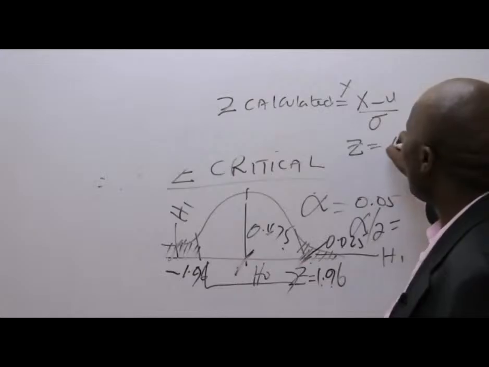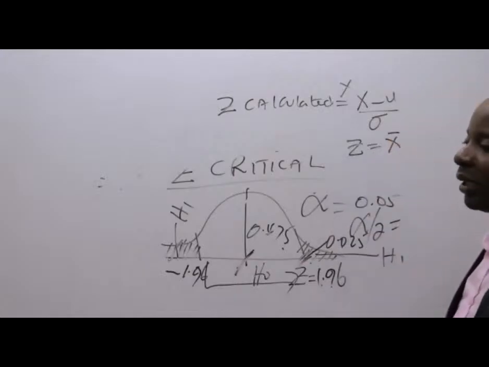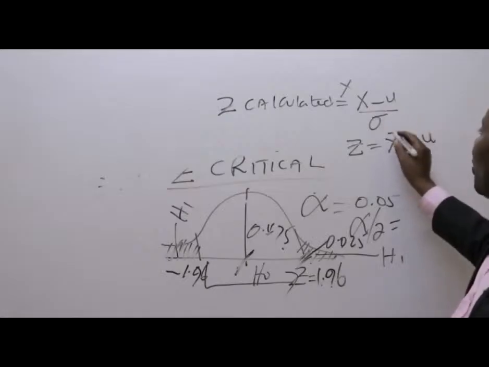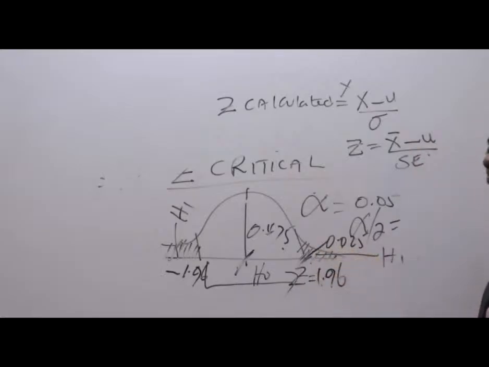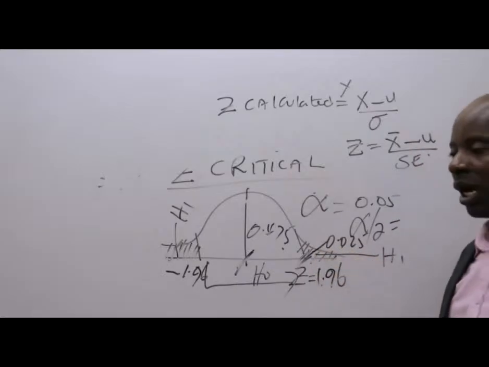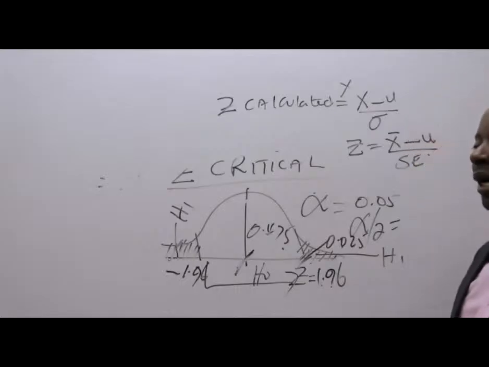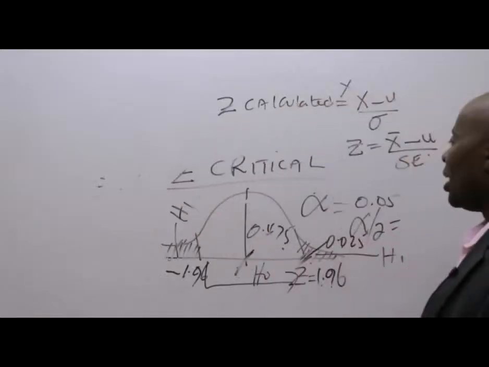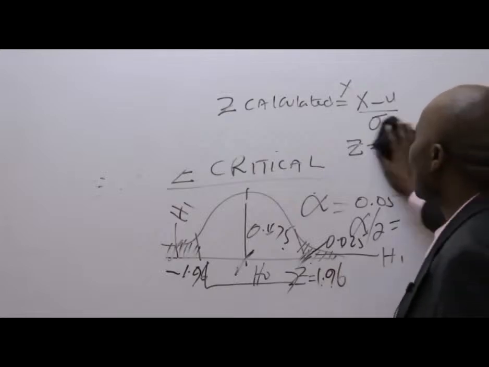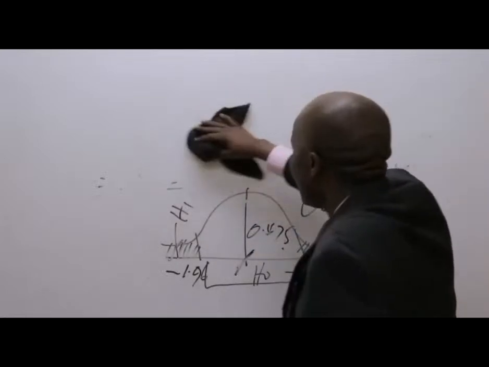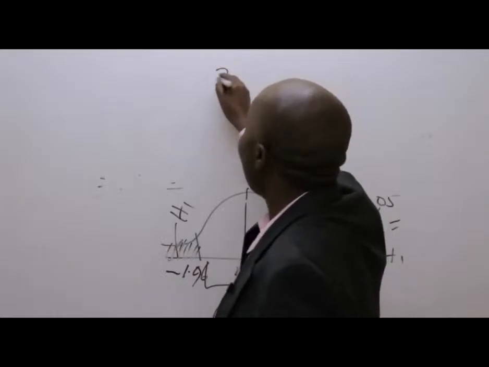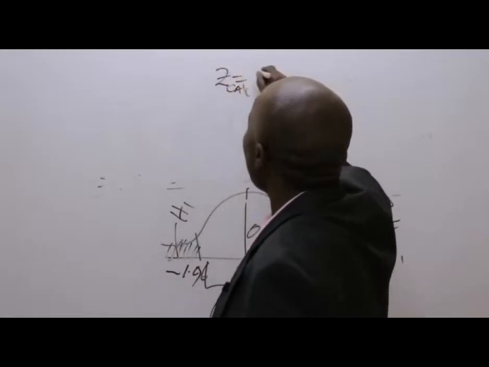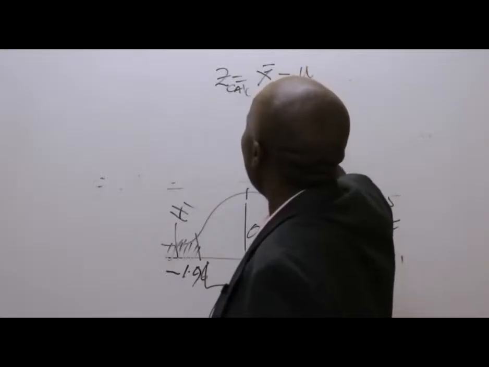Our Z calculated will be X bar minus mu. Because here we are working with X bar, we have many samples, so we'll talk over what we call the standard error. Please write that. Our Z calculated is X bar minus mu divided by standard error. I'm repeating again that Z calc is X bar minus mu all over standard error.